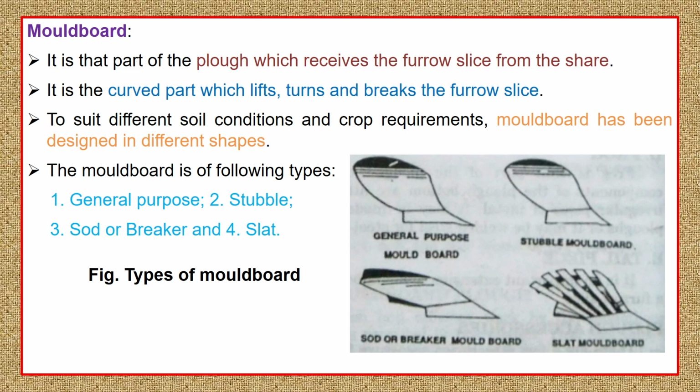For sticky soils, the slat type moldboards are used. For a field where the soil is full of cover plant material, in such cases sod or breaker moldboards are used. When there is a field full of stubbles of previously harvested crop, in such cases stubble type moldboards are used. In any general applications, general purpose moldboards are used. And like that, all these four designs and shapes of moldboards have their own application.